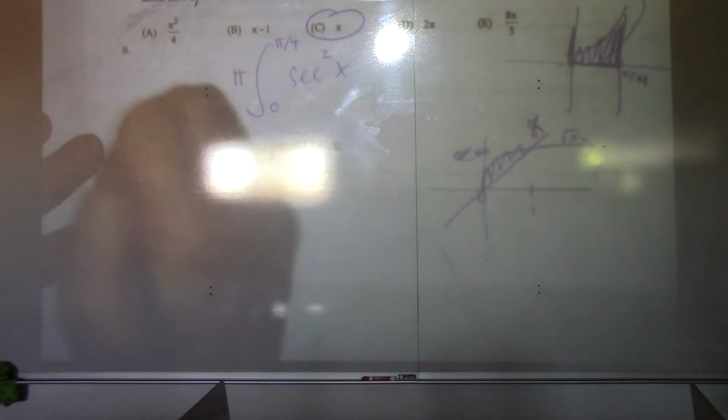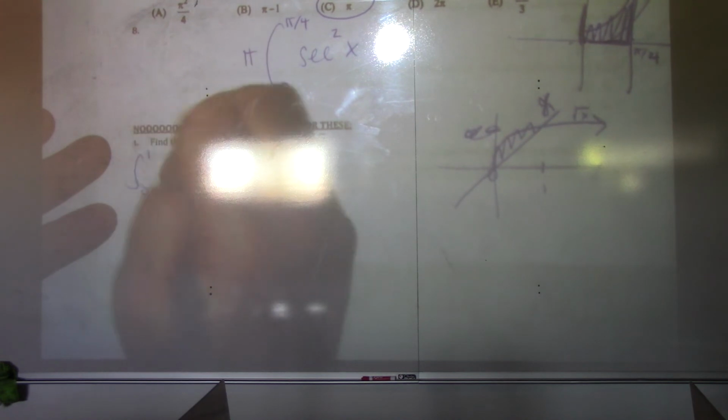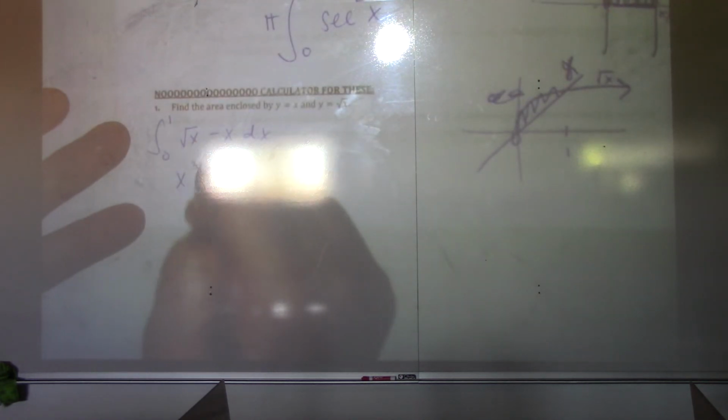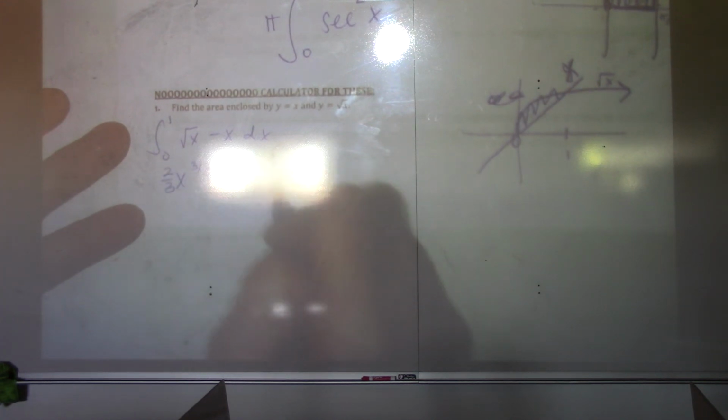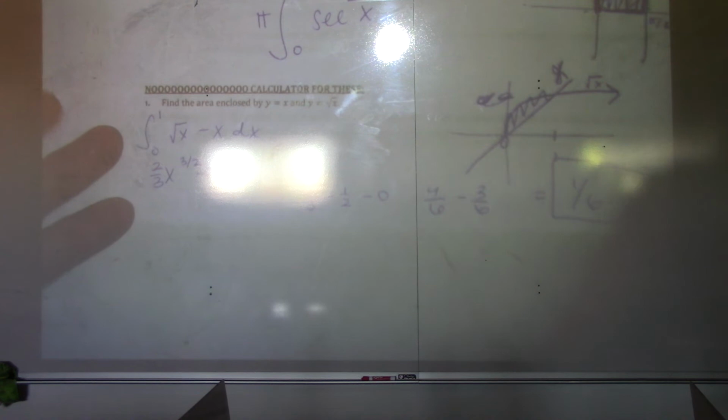So I'm going to do this area from 0 to 1, top minus bottom, so root x minus x dx. This is just x to the 1/2, so the antiderivative would be x to the 3/2 with the 2/3 up front, minus 1/2 x squared, evaluated at 0 and 1. So that's 2/3 times 1, minus 1/2 times 1, minus 0. That's just 4/6 minus 3/6, which is just 1/6. That's your answer.